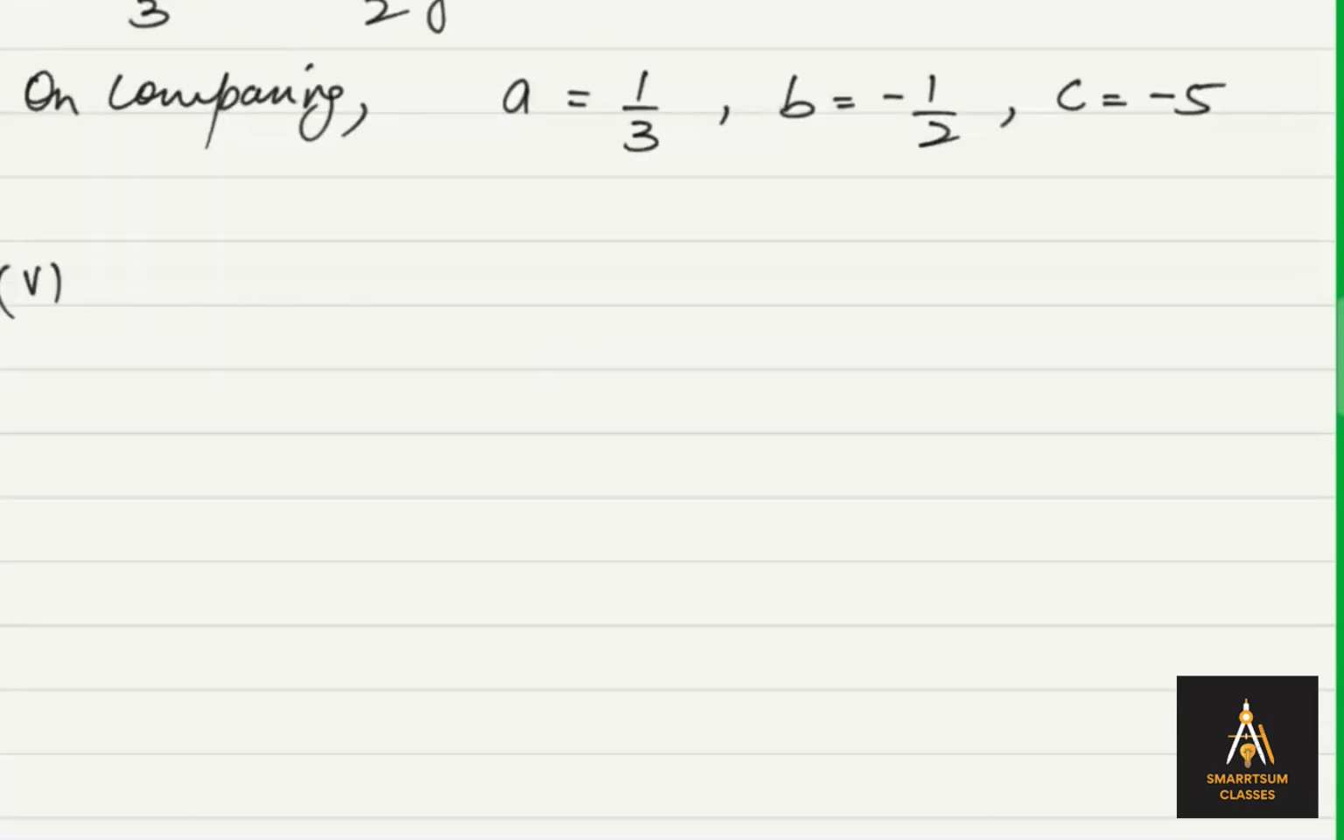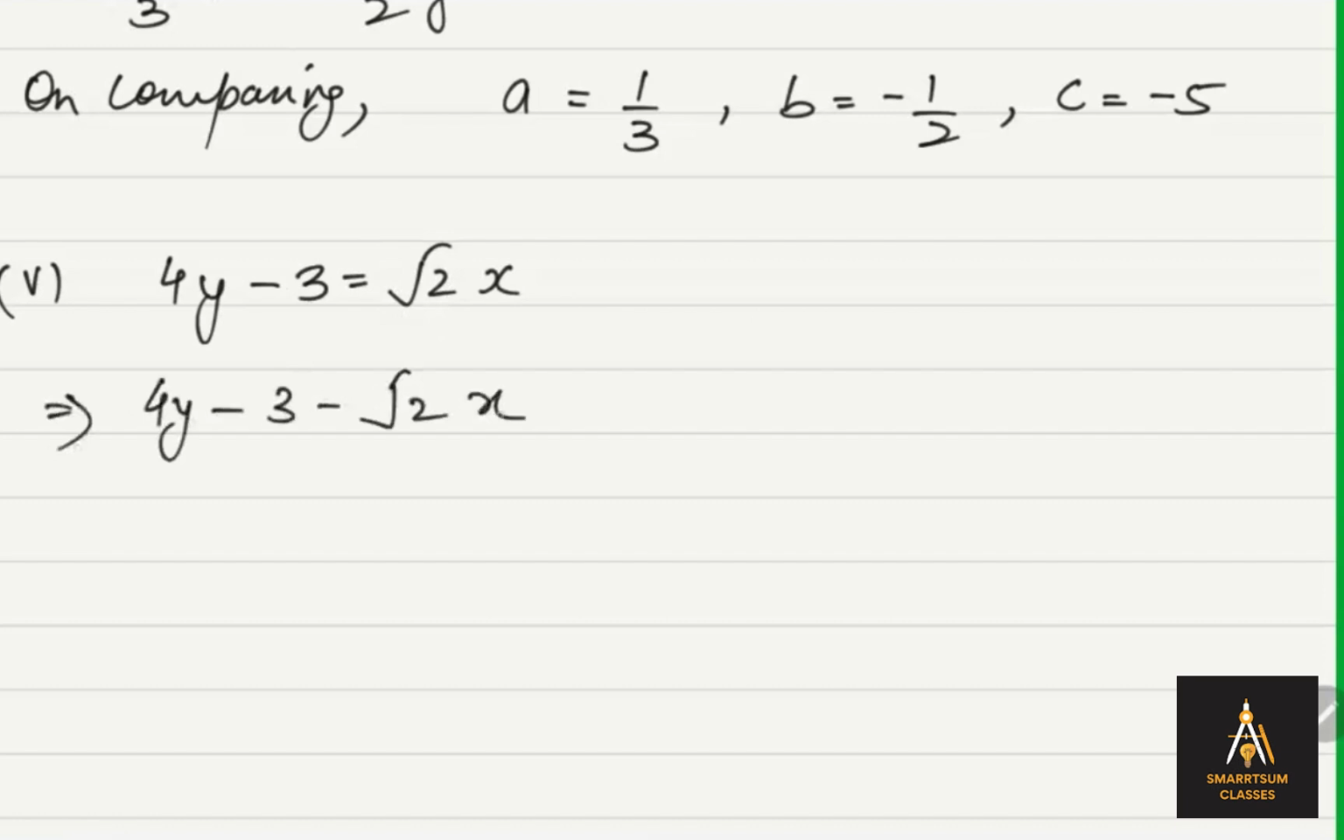Now see the fifth part of the question. 4y minus 3 is equal to root 2x. So again what we do, we bring this term to this side from LHS to RHS, and that's why you are getting 4y minus 3 minus root 2x equal to 0. Or you can write it as minus root 2x plus 4y minus 3 is equal to 0.